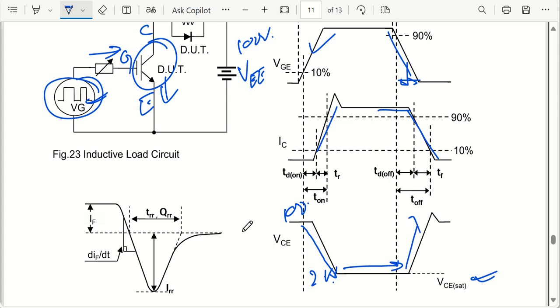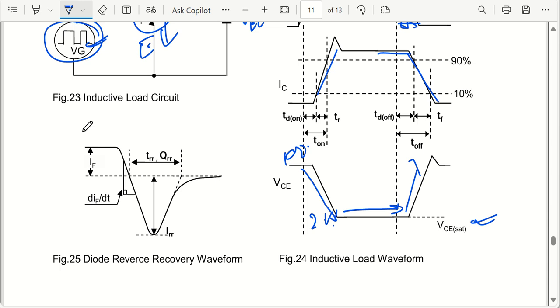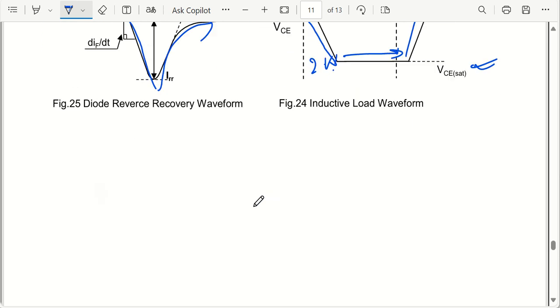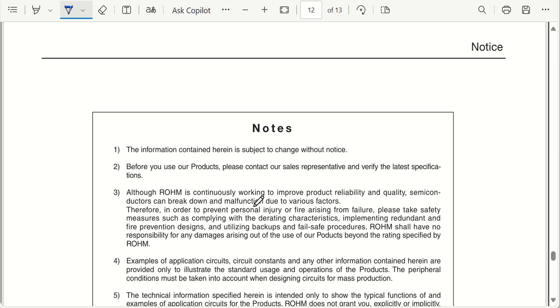Okay, so this is how you're going to have, and this is the diode reverse recovery waveform. So in the beginning it is fine, and then as soon as it goes off, it will go in the opposite direction, and then it will slowly come back to recovery mode. Good. So this was all about this.